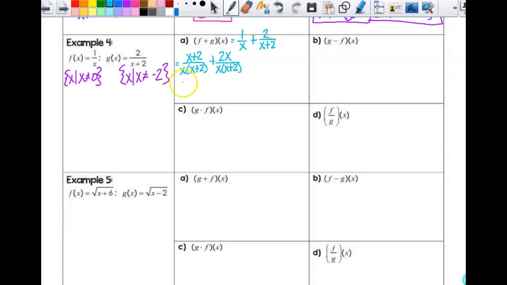And so then this is going to give me x plus 2x is 3x plus 2 over x times x plus 2. And again, no need to distribute because sometimes you will want to have it factored out and it's fine just like it is. This is f plus g of x. Okay. And then my domain is going to be the set of all x's such that x cannot equal 0 or negative 2.